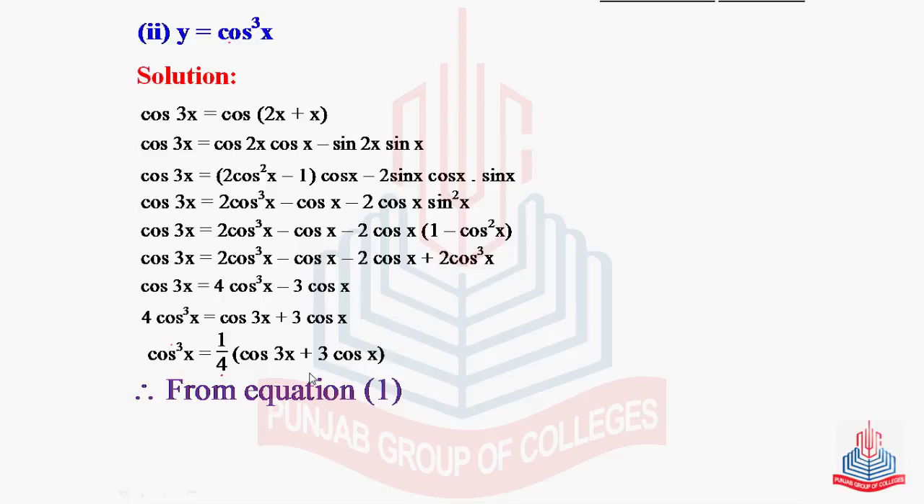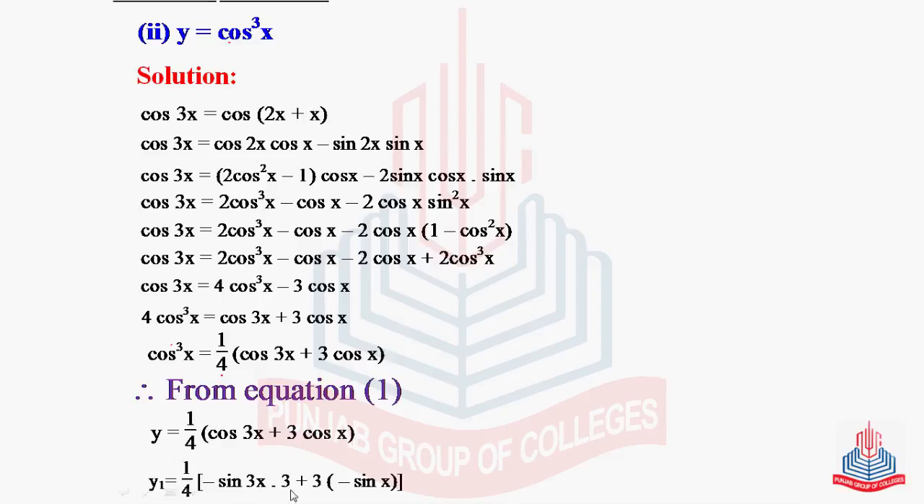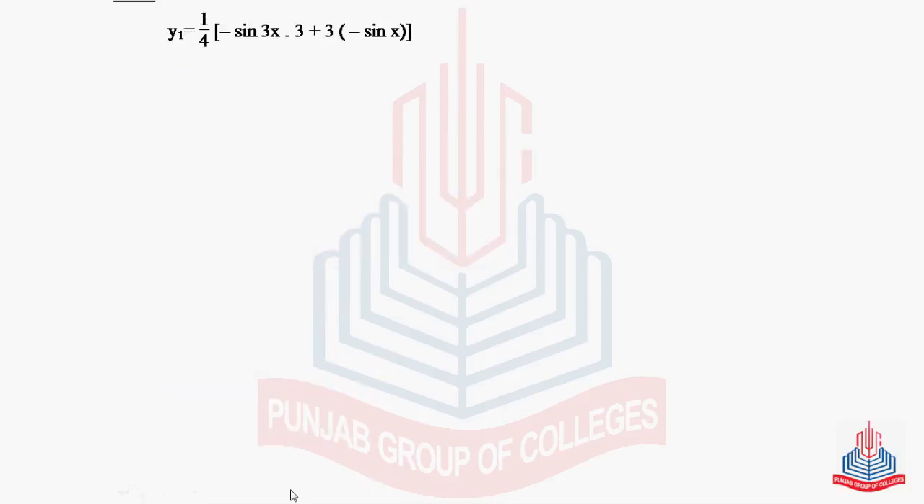So from equation 1, y is equal to this cos cube x will become 1 by 4 of cos 3x plus 3 cos x. Now to differentiate, y1 will become 1 by 4 as it is, and the derivative of cos 3x will be minus sin 3x, and then the derivative of 3x will be 3, plus 3 will be as it is, and the derivative of cos x is minus sin x. So we have y1 equals 1 by 4 of minus 3 sin 3x minus 3 sin x.